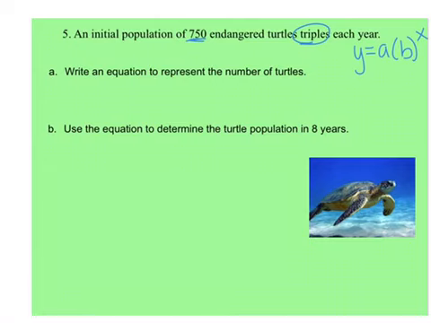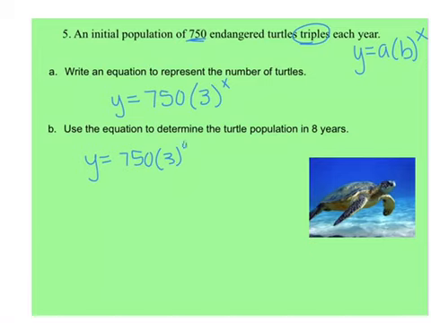So if I were to write that equation, I would get y equals 750 times b to the x, or to the t, because we are talking about years, so you could put a t in there, where b is 3. So now I'm just going to plug in that 8 into that exponent to see how much my population would be in 8 years. And I get a really, really big number when I put this in my calculator. I get 4,920,750 turtles.